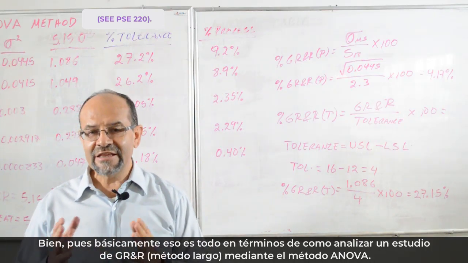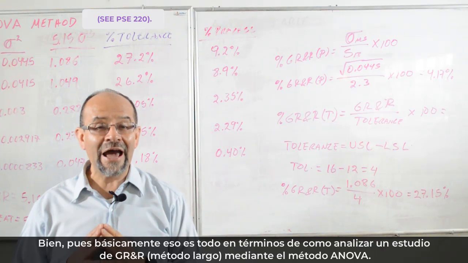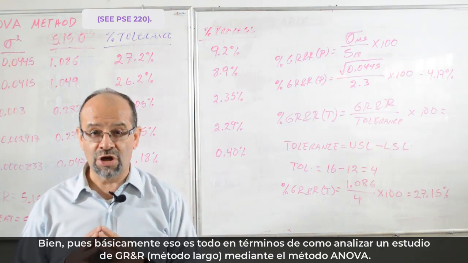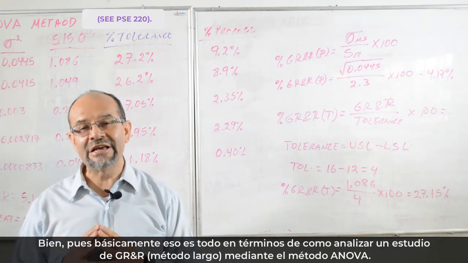Well, basically that's it in terms of how to analyze a GR&R study using the long method with the ANOVA method.